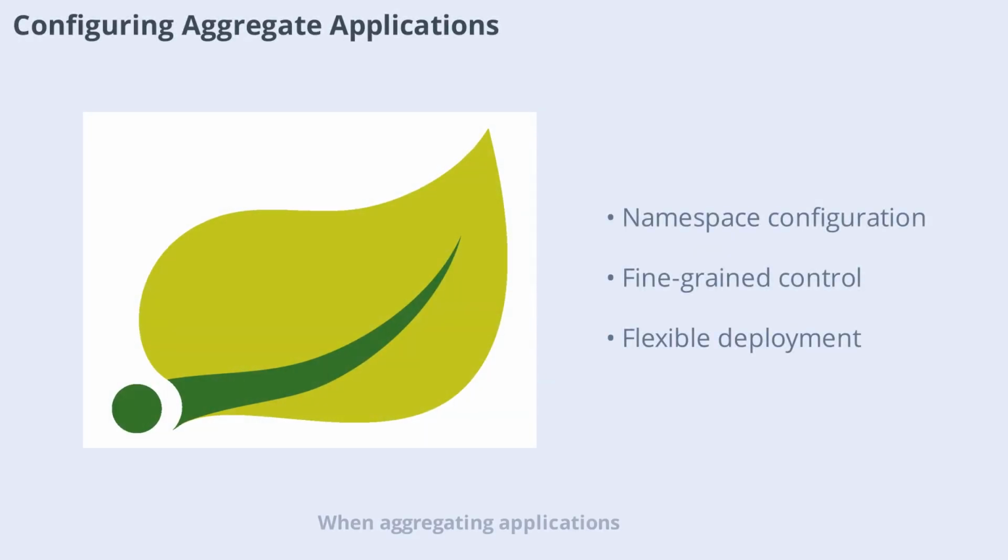When aggregating applications, you can configure properties for each component using namespaces. This allows for fine-grained control over individual application settings within the aggregate. Properties can be passed via command line arguments or environment variables, ensuring flexibility and ease of deployment.